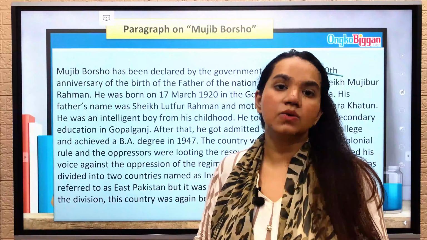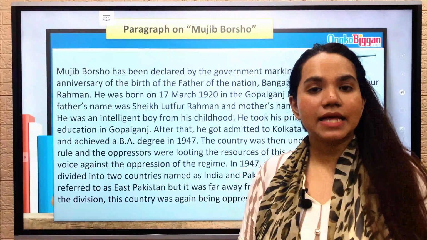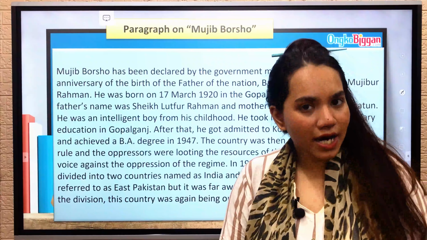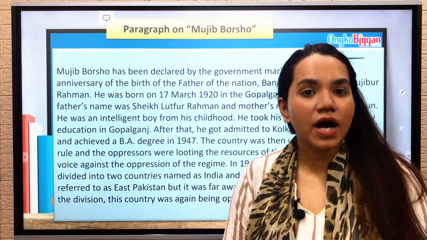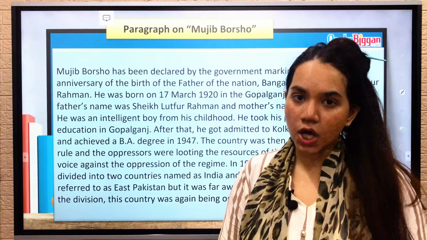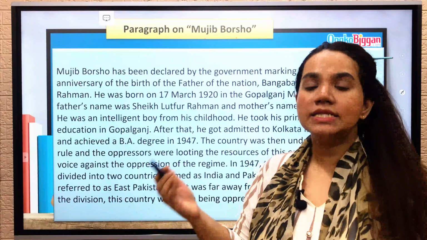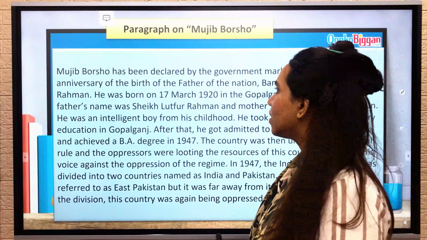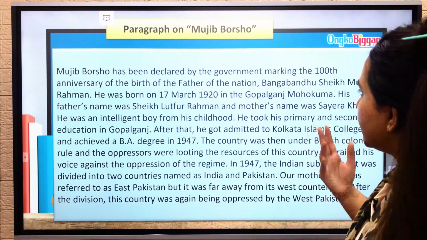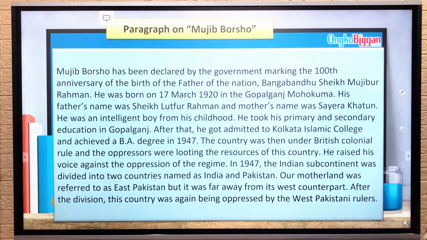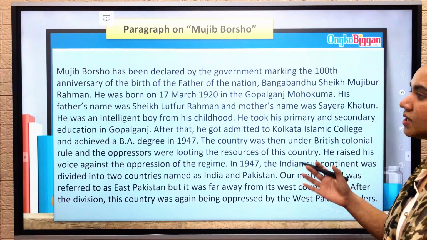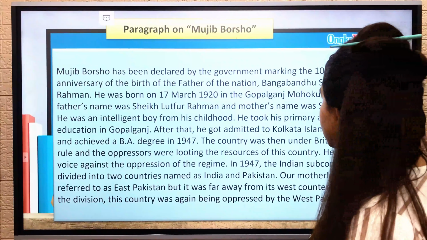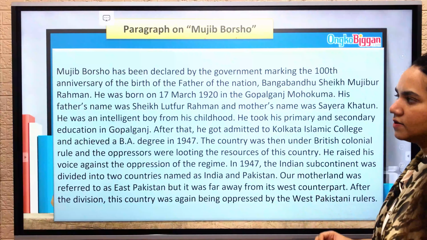In the very beginning, we will look at the topic and try to figure out what points we can give initially. What I advise every single time is to define what is already in the topic. Because we see here, the topic is Mujib Borsho and not just Sheikh Mujibur Rahman. This means that we will at first define the topic, which is Mujib Borsho. So if I define the topic, as you can see here, I've written: Mujib Borsho has been declared by the government marking the 100th anniversary of the birth of the father of the nation, Bangabandhu Sheikh Mujibur Rahman.